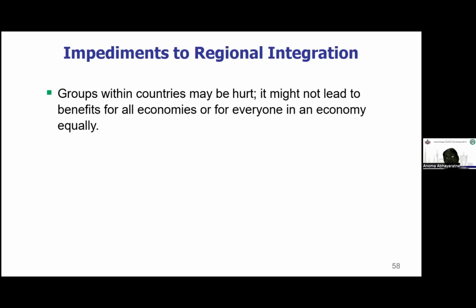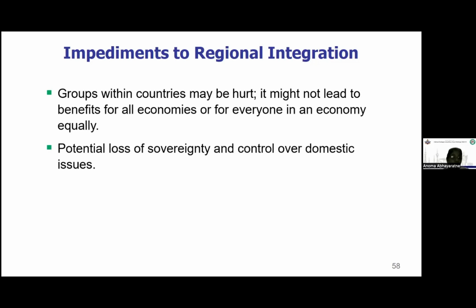Even the free trade agreement that we have with India, they can produce onion, potatoes, and vegetables at a lower cost. But if we are going to import them, it can affect our local farmers. Therefore, government has to protect it. Potential loss of sovereignty and control over domestic issues. That is why people were against it when the government tried to sign that agreement with India.